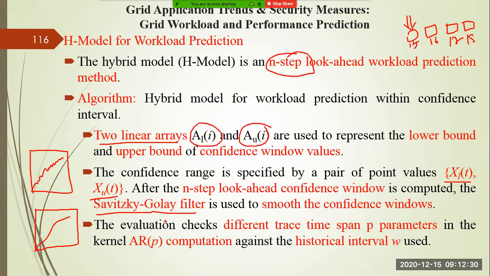The evaluation checks different trace times for the p parameter. So we are looking into the past history, that is p, like the last model we have seen. By looking into that p, that is nothing but the AR(p) computation, which is based upon the past data. So the evaluation checks the past data. Based upon that, it is doing the next look-ahead, the n-step look-ahead in the H model.